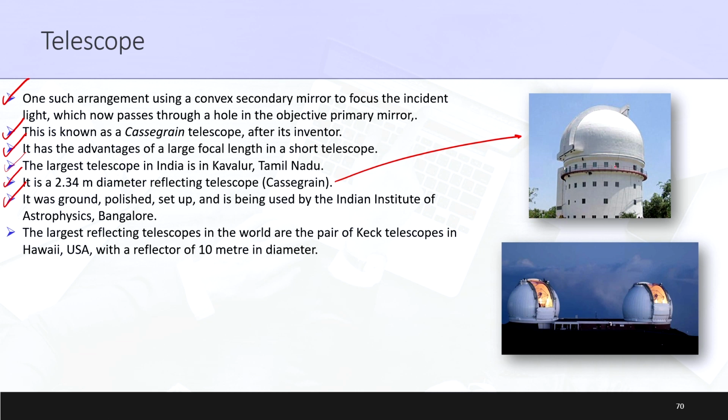The largest reflecting telescopes in the world are a pair of Keck telescopes in Hawaii, USA, with reflectors 10 meters in diameter. In India only 2.34 meters is available, but in the USA 10 meter telescopes are available. So those were some examples of telescopes. Angular magnification has also been explained, and that completes ray optics and optical instruments.